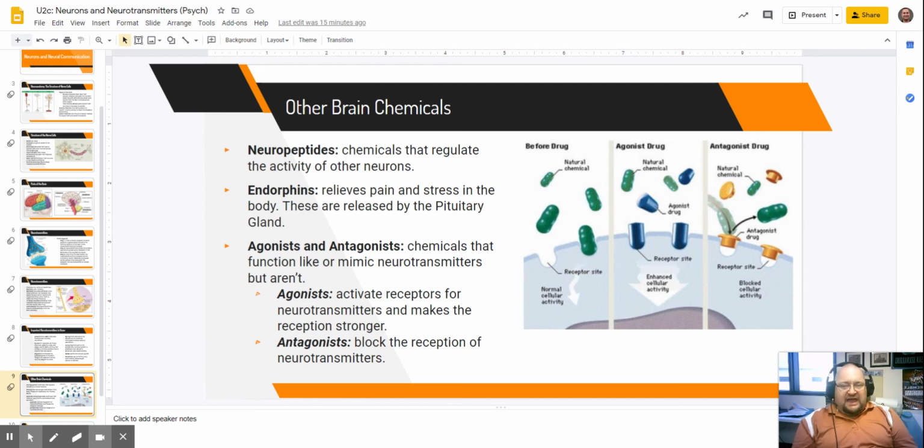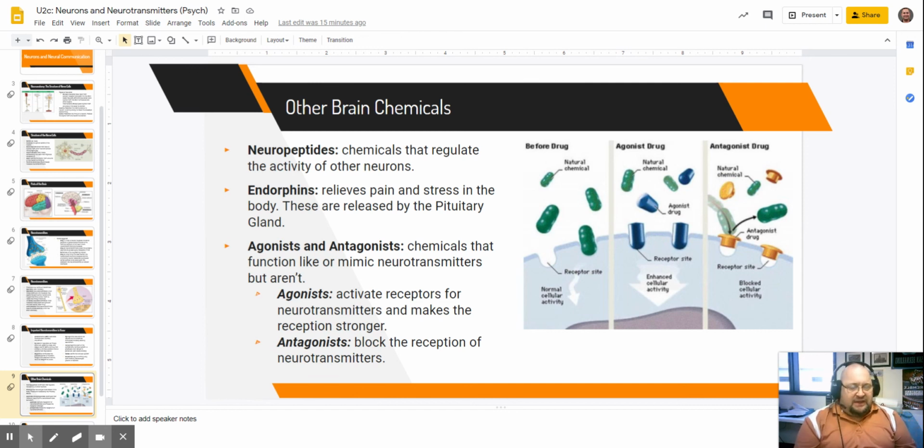Agonists activate receptors for neurotransmitters and make the reception stronger. So if we, for example, are taking a drug like Prozac for depression, it simulates or mimics serotonin and causes our body to perceive that it has higher levels of serotonin than it thought. Antagonists, on the other hand, block the reception.